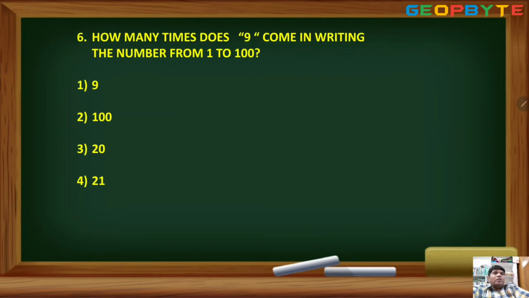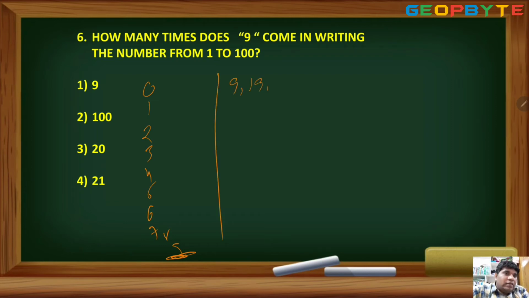Next, how many times does 9 come in writing the numbers from 1 to 100? From 1 to 100. Okay. We have to solve directly. There is no indirect method or shortcut. First 0, 1, 2, 3, 4, 5, 6, 7, 8, 9. Here the last one is 9. Okay? So 9, 19, 29, 39, 49, 59, 69, 79, 89. Here 9 came.